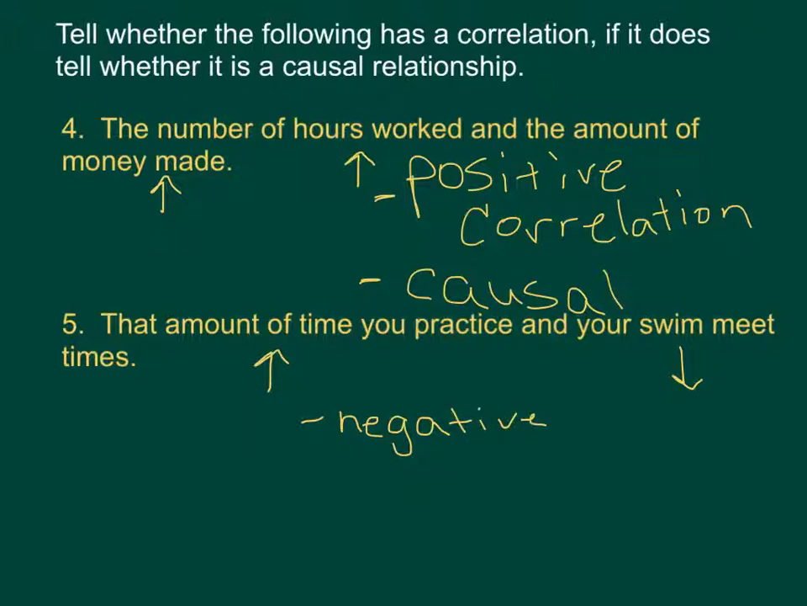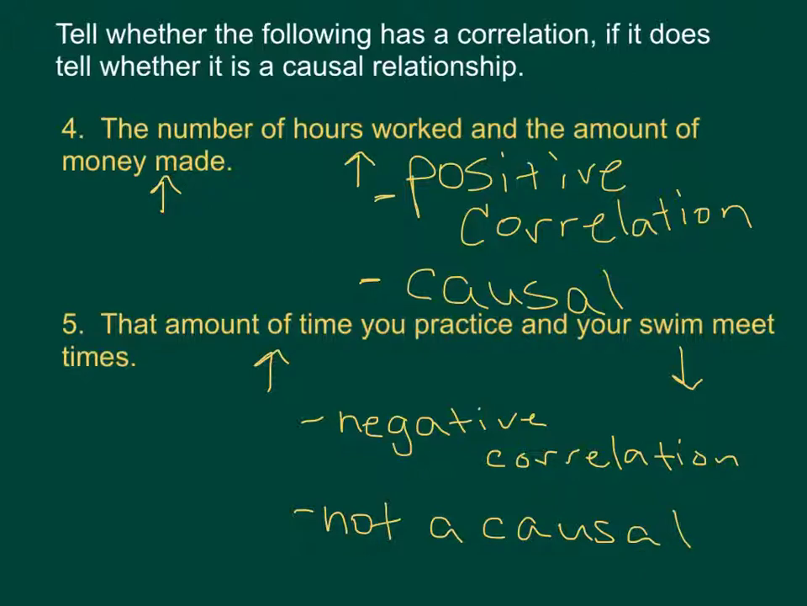Not that it's bad. Negative doesn't necessarily mean bad. It means that the longer I practice, the shorter my times get, which is actually a really good thing for swimming. And then, does practicing more cause my times to go down? Not necessarily, because you could practice and practice and practice and not get better. You could maybe not be practicing very hard, so that would not be a causal relationship. Just because you practice doesn't mean you get better.